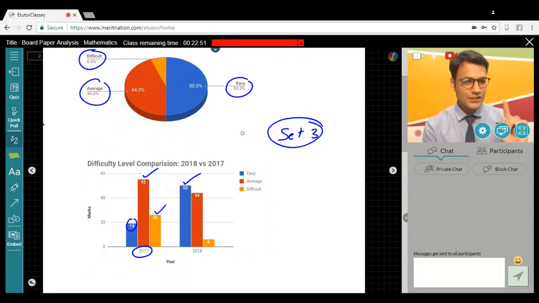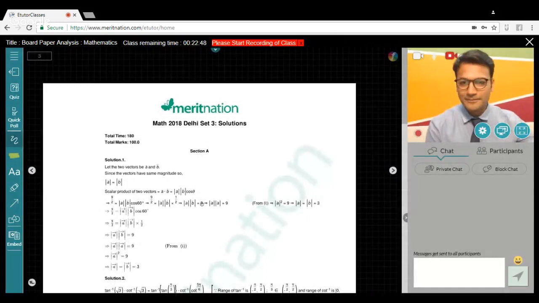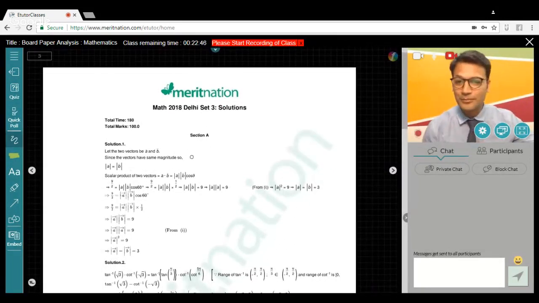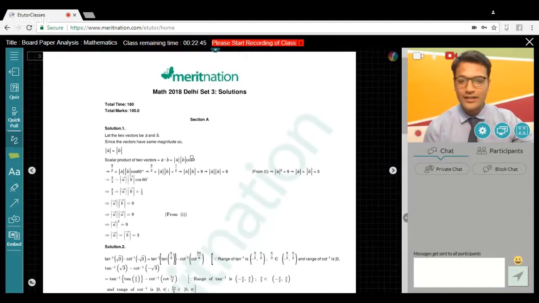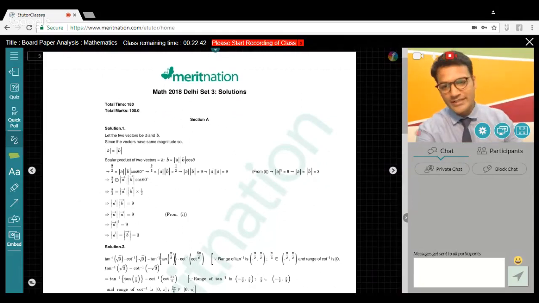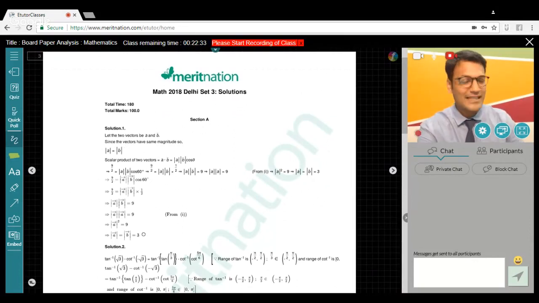I'll start with the first question of Set 3. The paper was of 100 marks, we all know that part. Time was 3 hours. Question number 1 was an extremely easy question. It was a direct question on dot product. Two vectors were given to you, I hope you remember this. The question was asking about the magnitude of A and B.